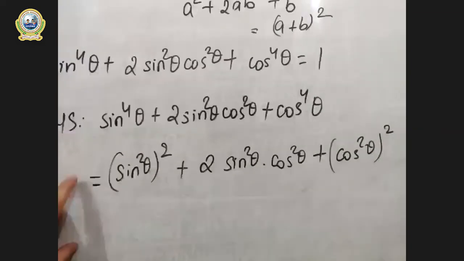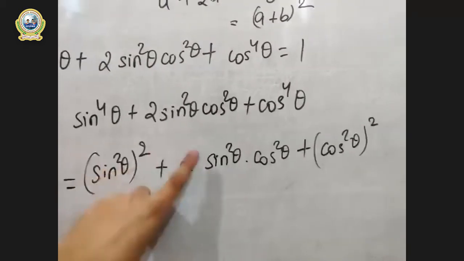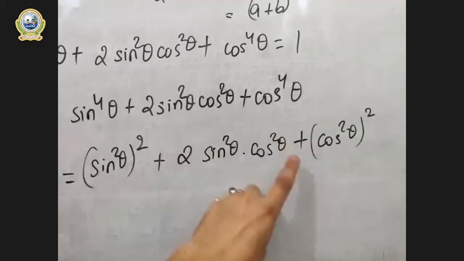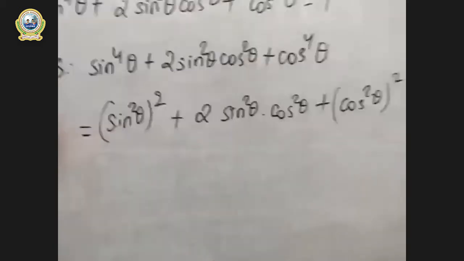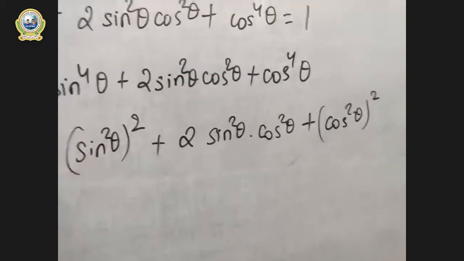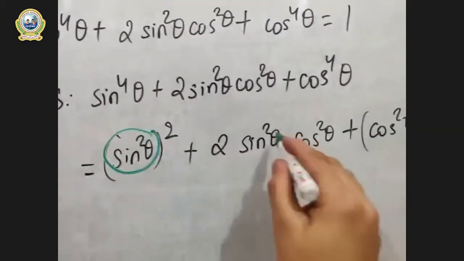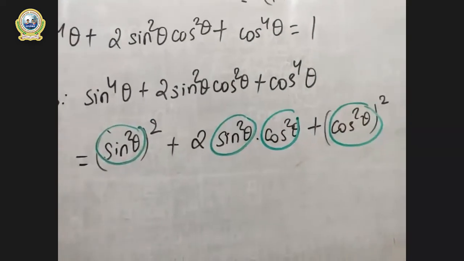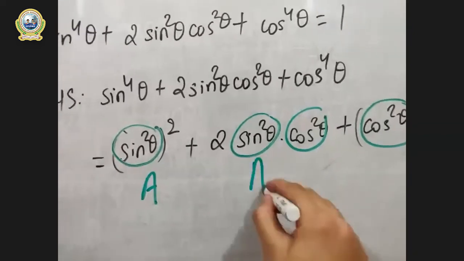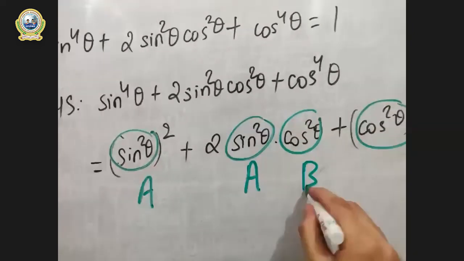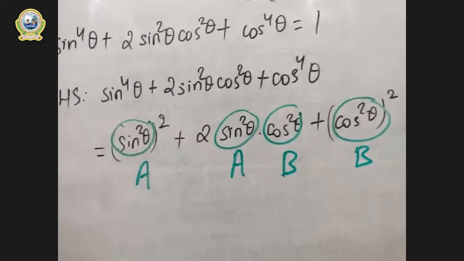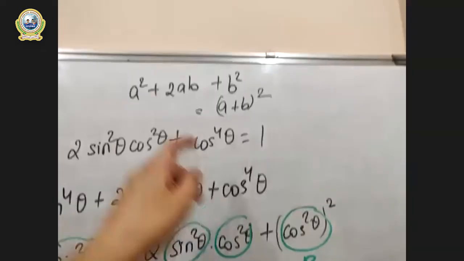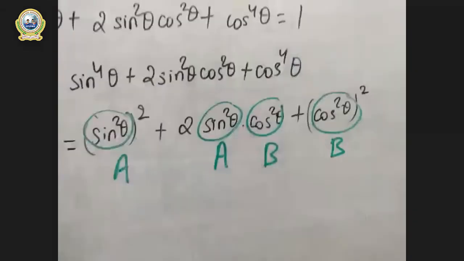Look at here. Sine 4 means sine square whole square. And this middle part is copied as it is. And in the last part, cos 4 means cos square whole square. Right? And I guess this is our straight formula. This will be a square plus 2ab plus b square. This sine square is a, and this sine square is a. This cos square will be b, and this will be b. Now it went into the pattern of a square plus 2ab plus b square, similar to this one of mathematics, right? And this is our straight formula.